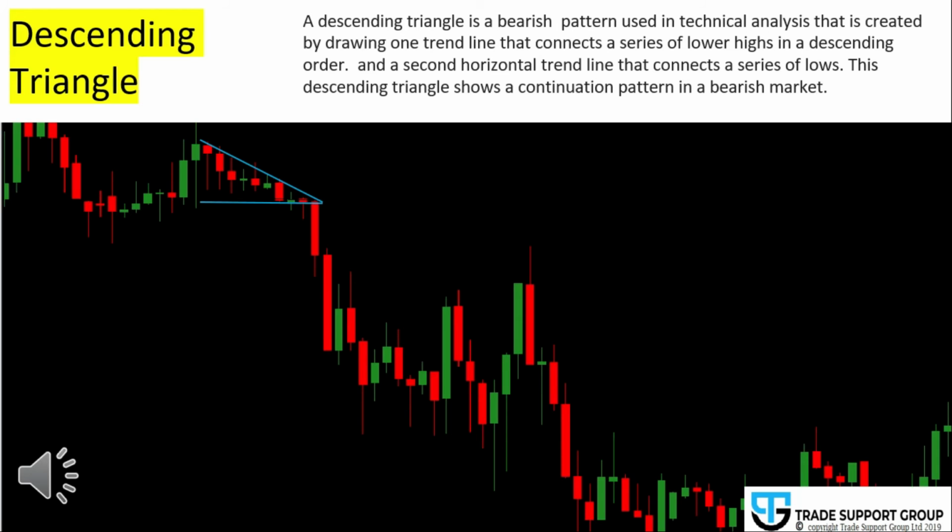Oftentimes, traders watch for a move below the lower support trend line because it suggests that downward momentum is building and a breakdown will occur soon. Once the breakdown occurs, traders enter into short positions and aggressively help push the price of the asset even lower.